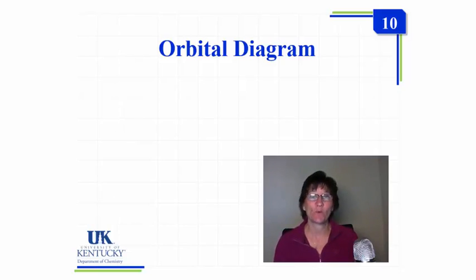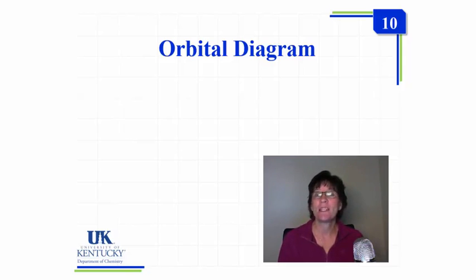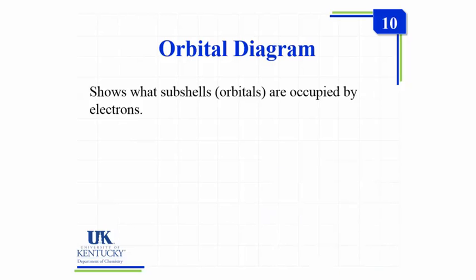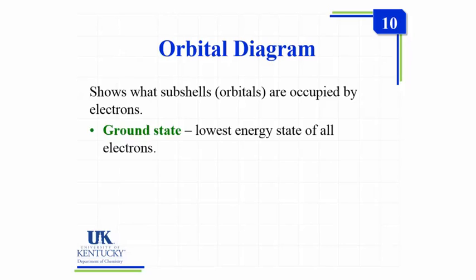In this learning objective, we are going to be learning to assign locations for our electrons, and we're going to be assigning them to the appropriate shell, subshell, and orbital. We will be doing this for ground state atoms, meaning that all the electrons are in their lowest possible energy state. So an orbital diagram is going to show these subshells and their orbitals, and they're going to show them being occupied by electrons. I'm going to teach you how to do that.